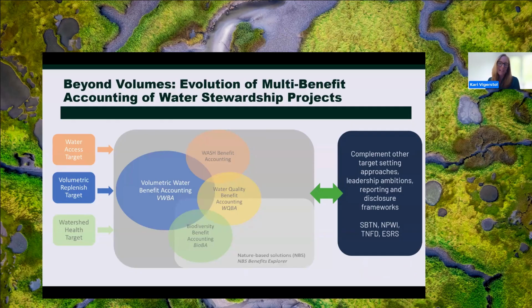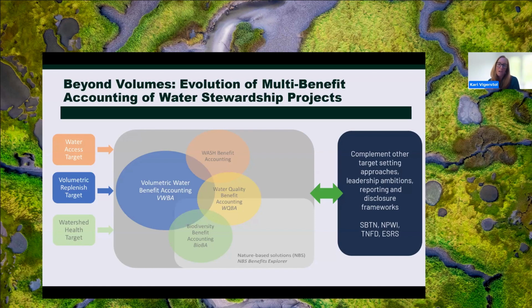So just to give you a really quick insight into where this fits into this world of corporate water stewardship, which you may have varying experiences in. For many years, there has been guidance on how to set goals around water quantity for companies under the volumetric water benefit accounting. In the last few years, another guide was developed to focus on water and sanitation benefits of water stewardship investments. And just last week, we published the water quality benefit accounting guidance, which is really exciting.